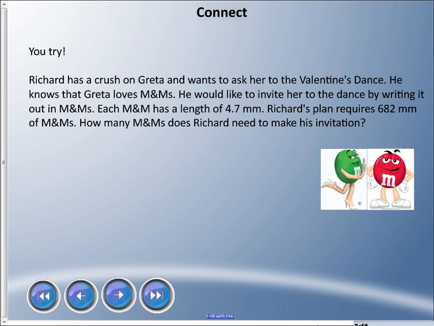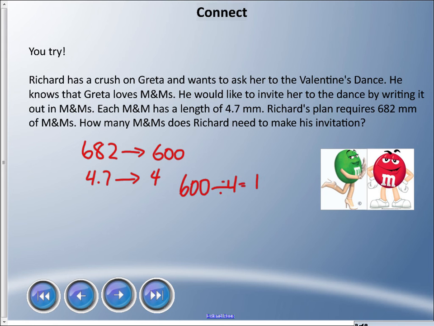All right, so we can do front-end rounding and we can do compatible numbers. So let's change the 682. Let's do the front-end rounding and put that down to 600. And let's take that 4.7 and use front-end rounding and change it to 4. Well, we've seen this one already. 600 divided by 4 is 150. So we can say he needs about 150 M&Ms to make his invitation. Now, this is possibly an underestimate because we are reducing the numbers.